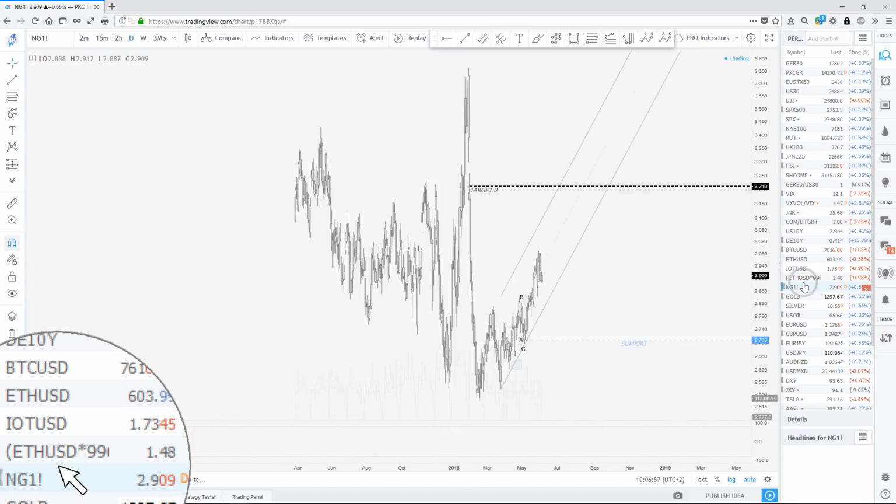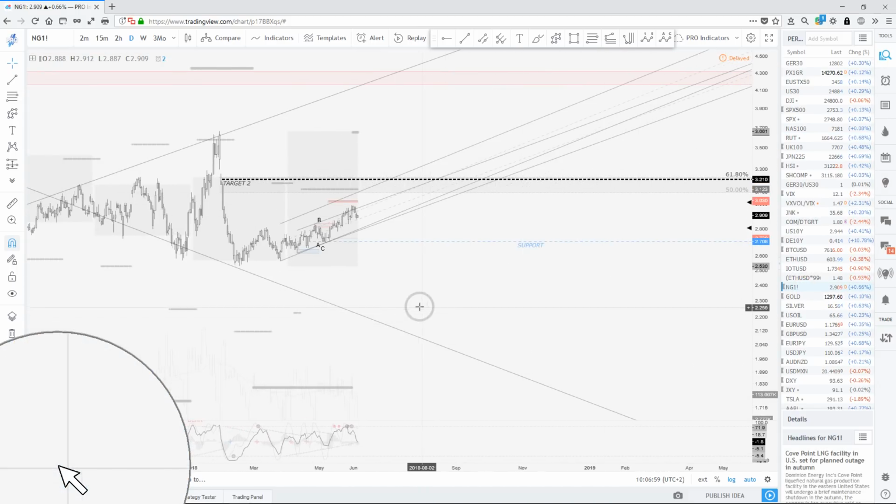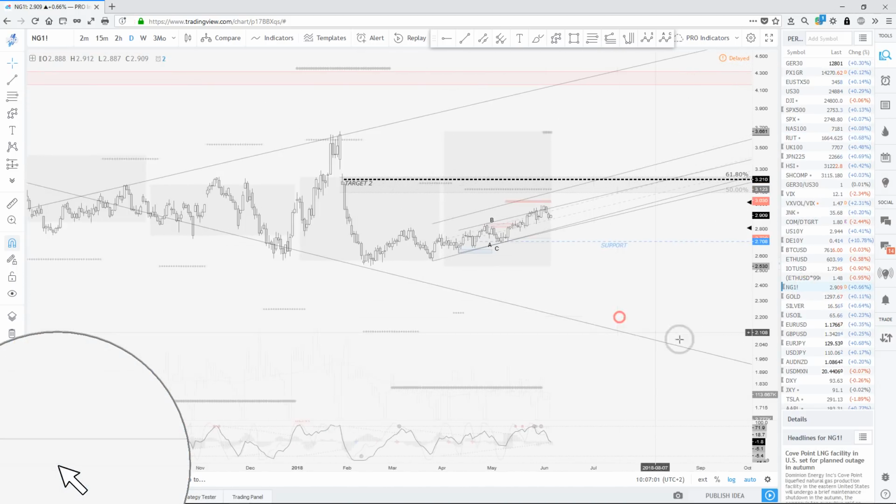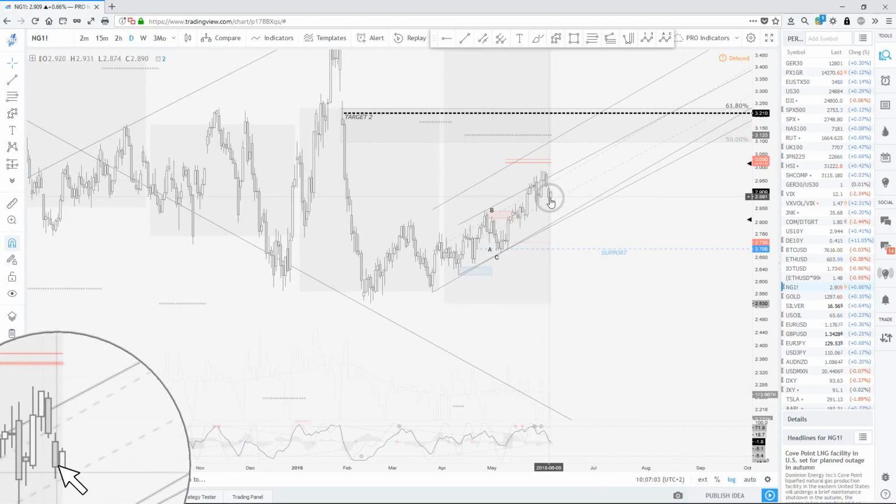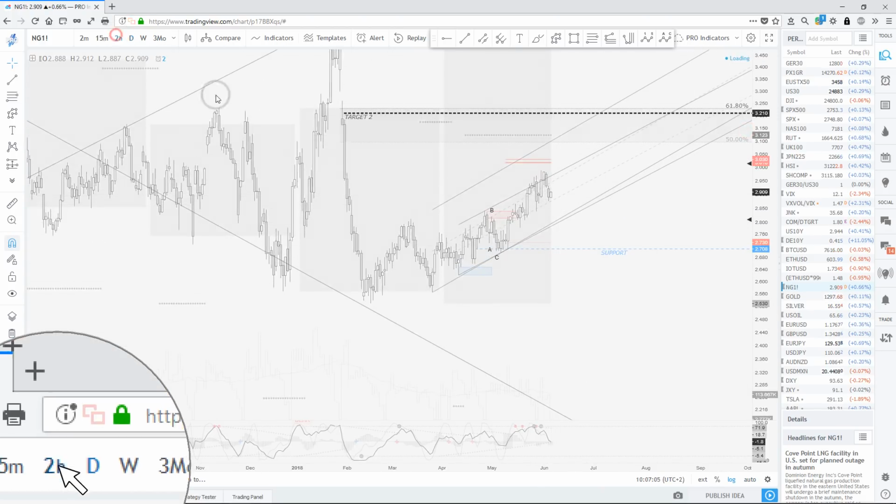We're going to talk about gas, the natural gas right now. We'll see how this thing goes. We're back to 50% of the trend channel, so this is what I've been telling you guys lately.